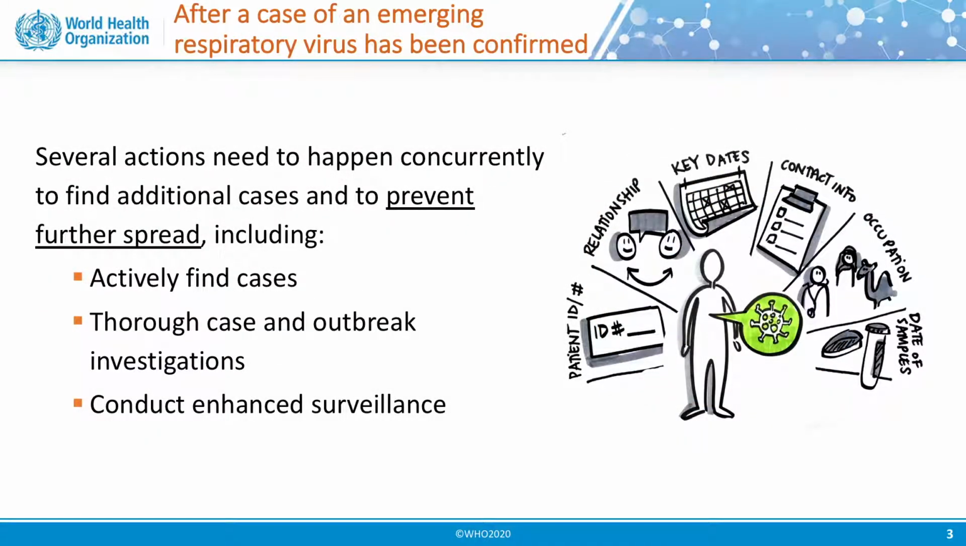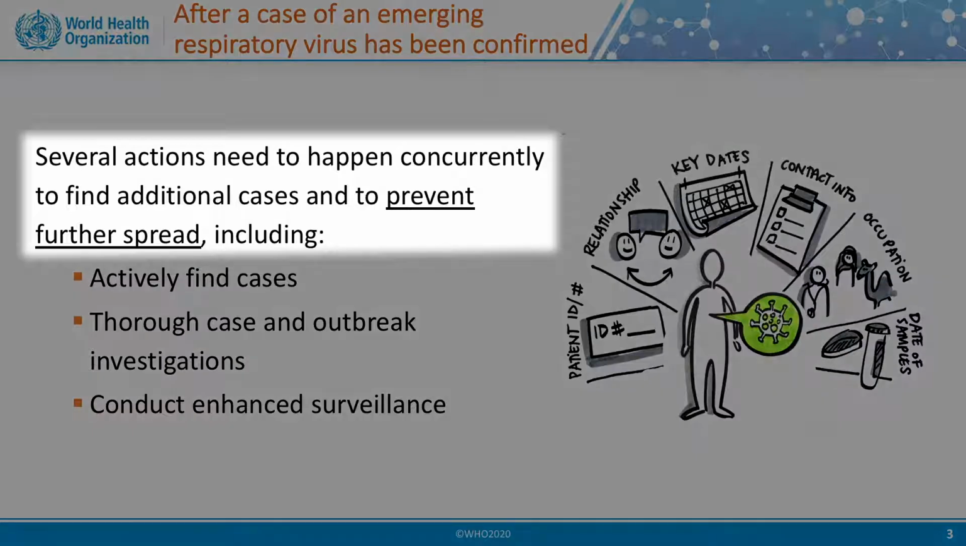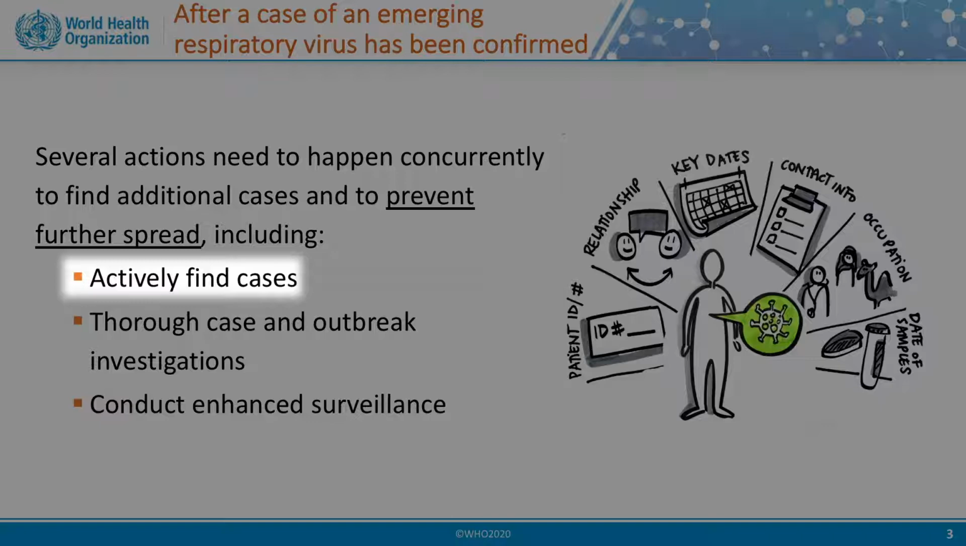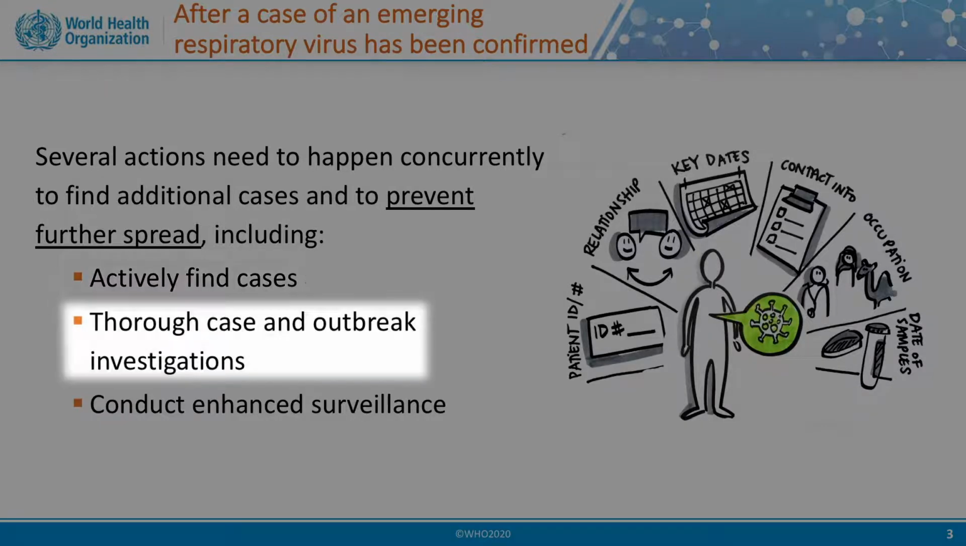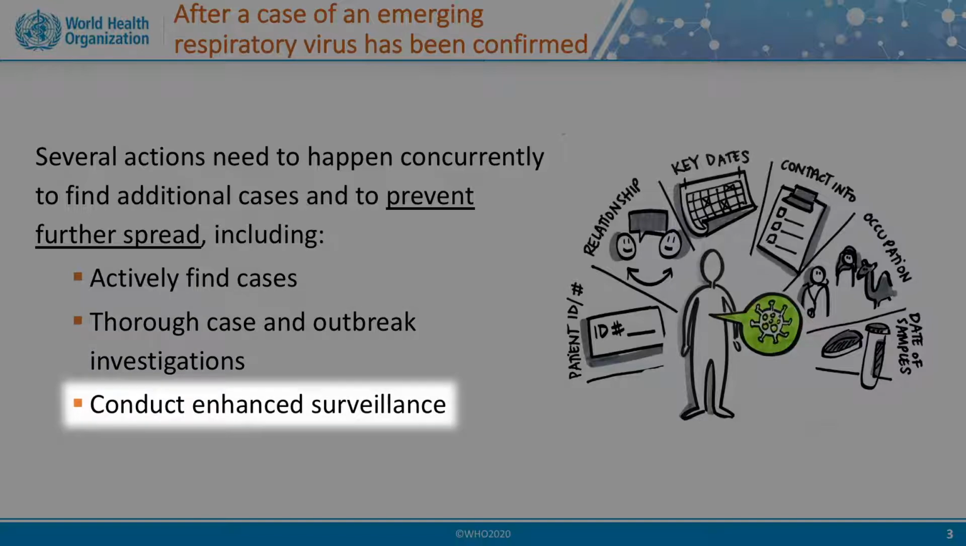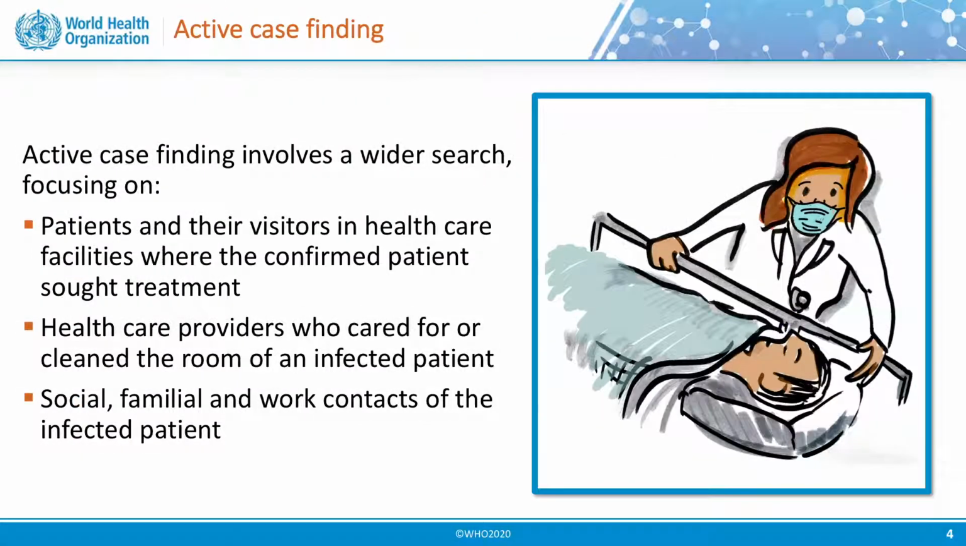So after a case of an emerging respiratory virus is confirmed, there are several actions that need to happen at the same time to find additional cases and, very importantly, to prevent further spread. This includes actively finding additional cases, conducting thorough case and outbreak investigations, and conducting enhanced surveillance. So let's first talk about active case finding.